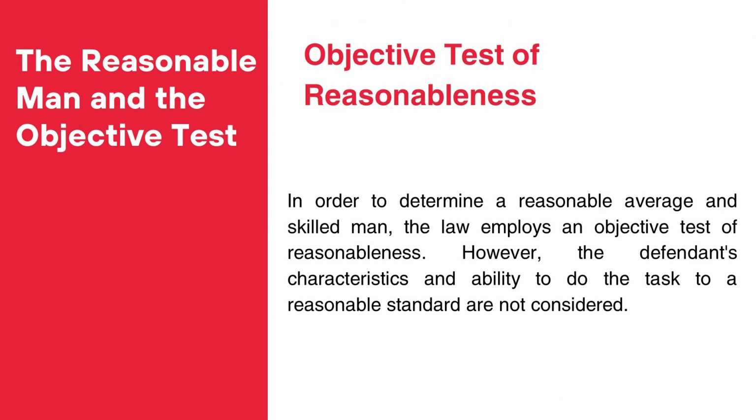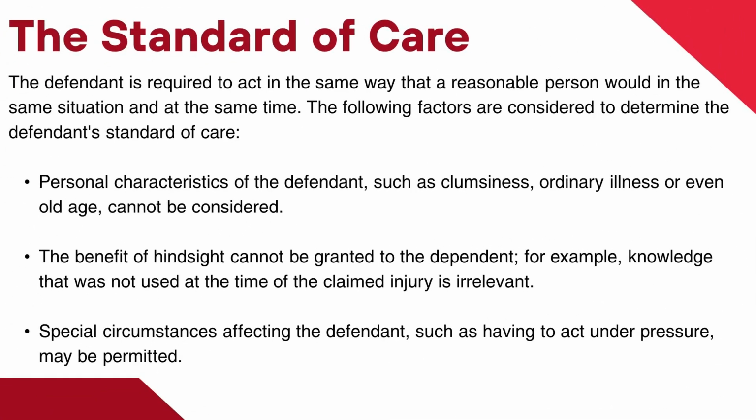Coming to the next subtopic, the reasonable man and the objective test. In order to determine a reasonable average and skilled man, the law employs an objective test of reasonableness. However, the defendant's characteristics and ability to do the task to a reasonable standard are not considered. The standard of care: the defendant is required to act in the same way that a reasonable person would in the same situation and at the same time.